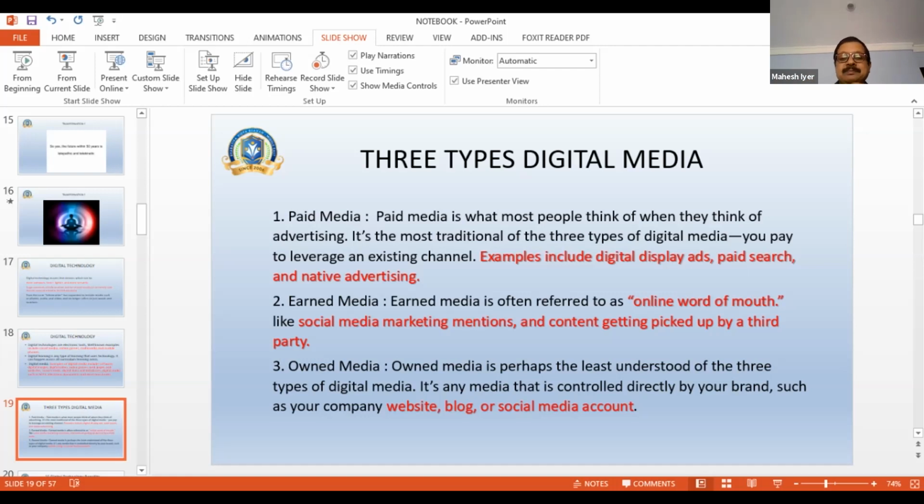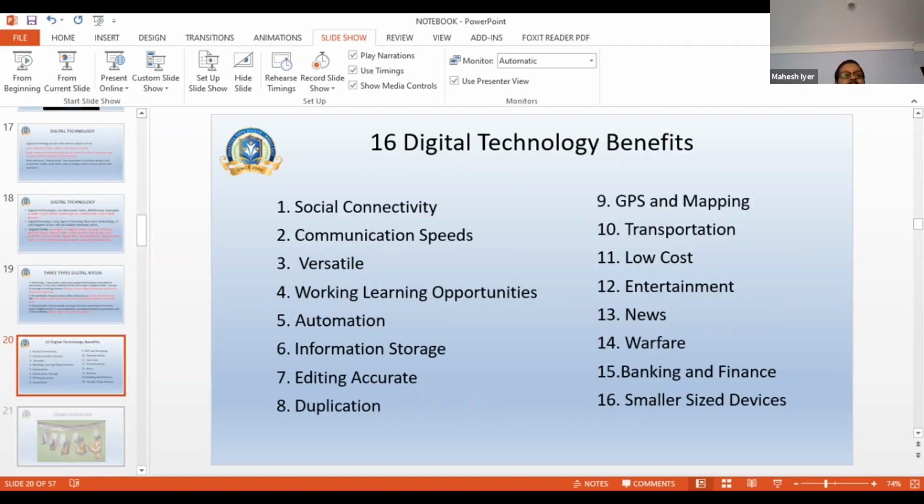Earned media is online word-of-mouth. The content gets picked up by third parties also. Marketing media, they earn from that. And owned media is also there, where we are the owners of that. We can make our own website, blogs, social media account. Three types of digital media.